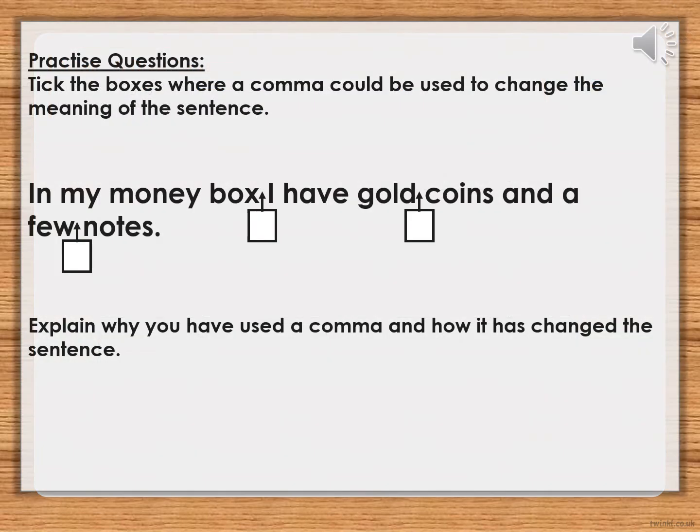Let's do some practice questions now. Tick the boxes where a comma could be used to change the meaning of the sentence. In my money box, I have gold coins and a few notes. Explain why you have used a comma and how it has changed the sentence. Pause the video and have a go.